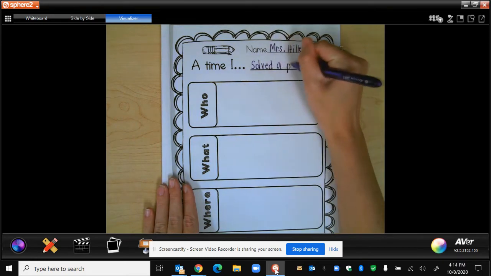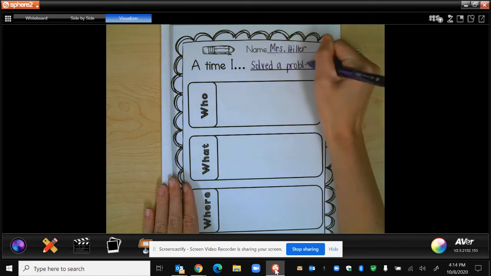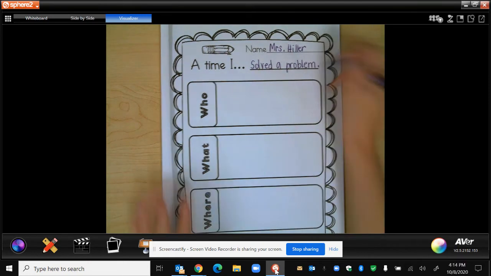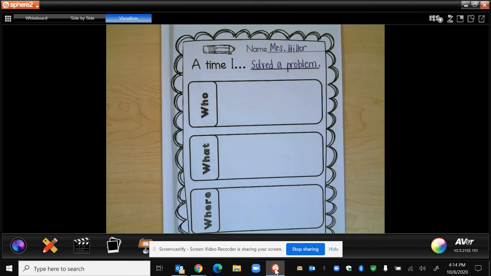a problem. Period. Okay, so what I want you to do right now is pause the screen. And I want you to think about a time when something went wrong or something happened and you fixed it by solving a problem. So press pause and press play once you have a time when this happened.